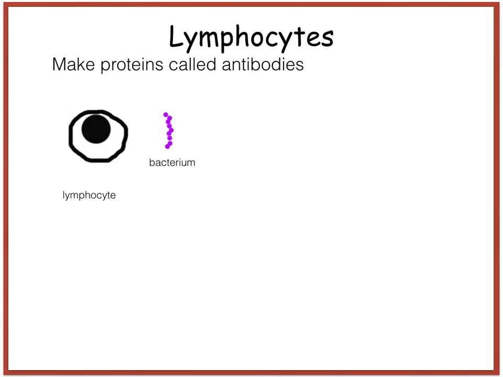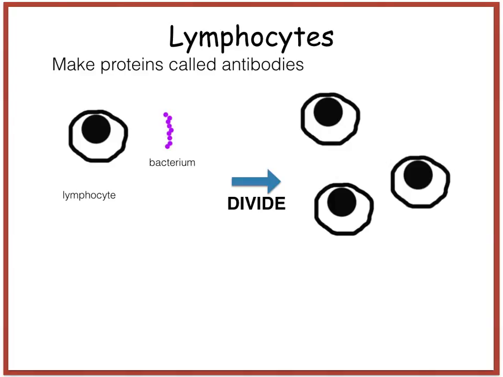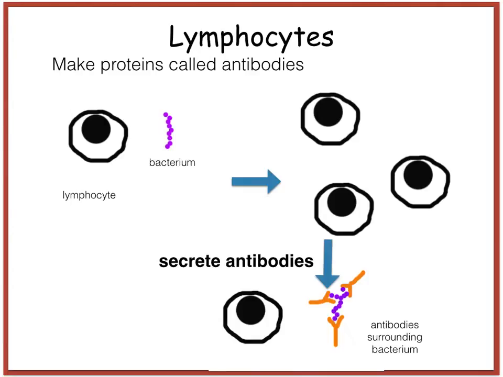So if a pathogen, for example, a bacterium, enters the body, it's going to meet a large number of lymphocytes. One of these may recognize the pathogen as being something that its antibody can destroy. So this lymphocyte starts to divide rapidly by a process called mitosis. So it makes a clone of lymphocytes just like itself. These lymphocytes then secrete antibodies, and the antibodies are proteins with many different shapes. They are quite specific to the pathogen that they attack.